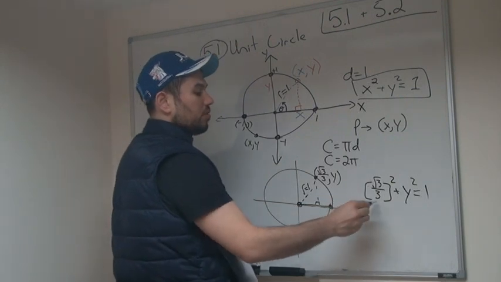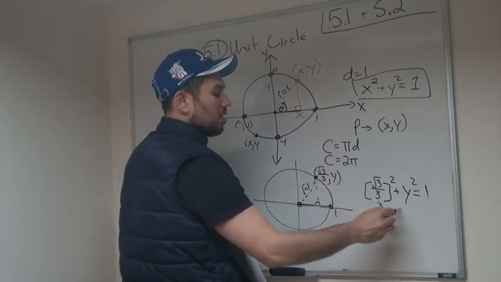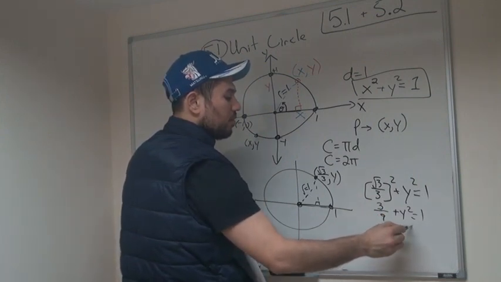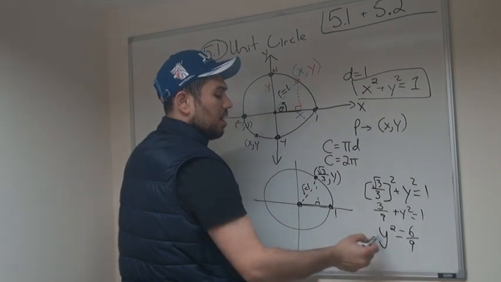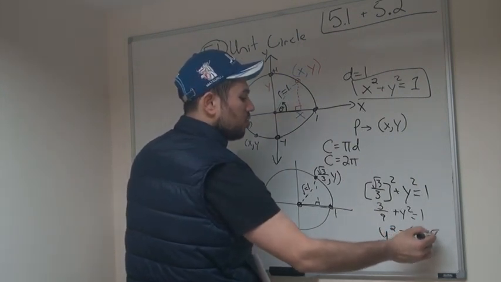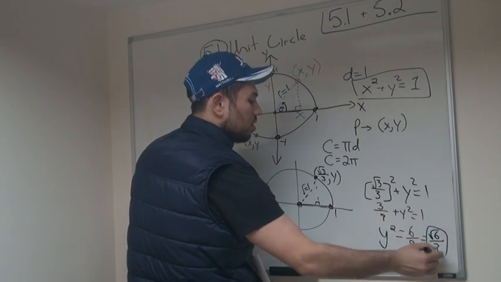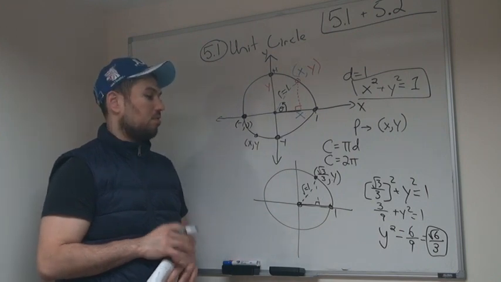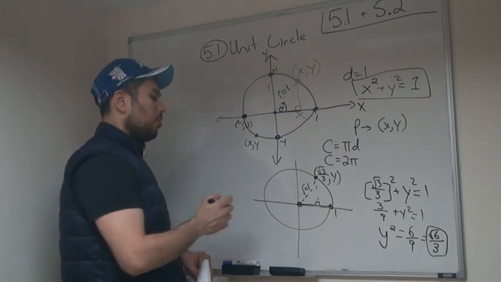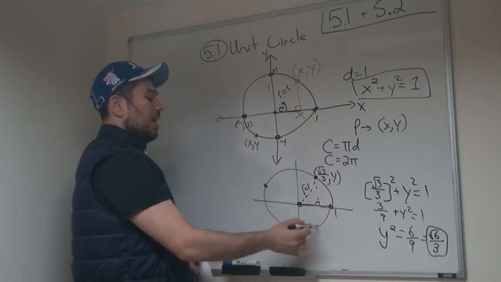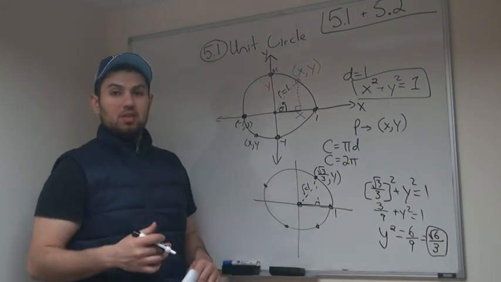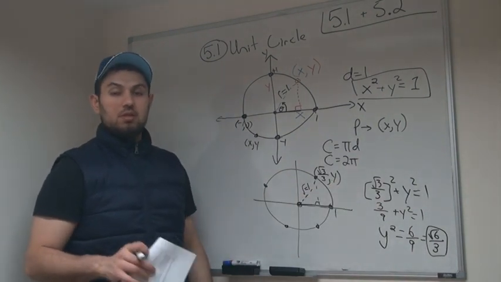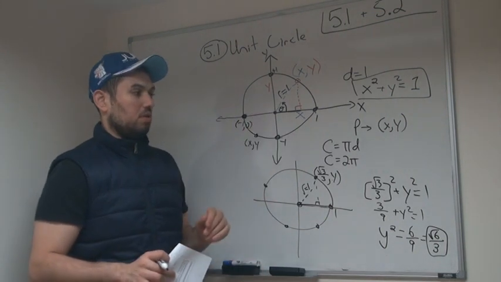So root 3 over 3 squared is 3/9, plus y squared is 1. That tells me that y squared is going to be equal to 6/9. And the square root of both sides is root 6 over 3. So the y value of the point is root 6 over 3. Great. So if I had any terminal point, and I knew one of the values, either the x or the y value, I'd be able to solve for the other one using this equation. That's one thing that you can do using a unit circle approach.